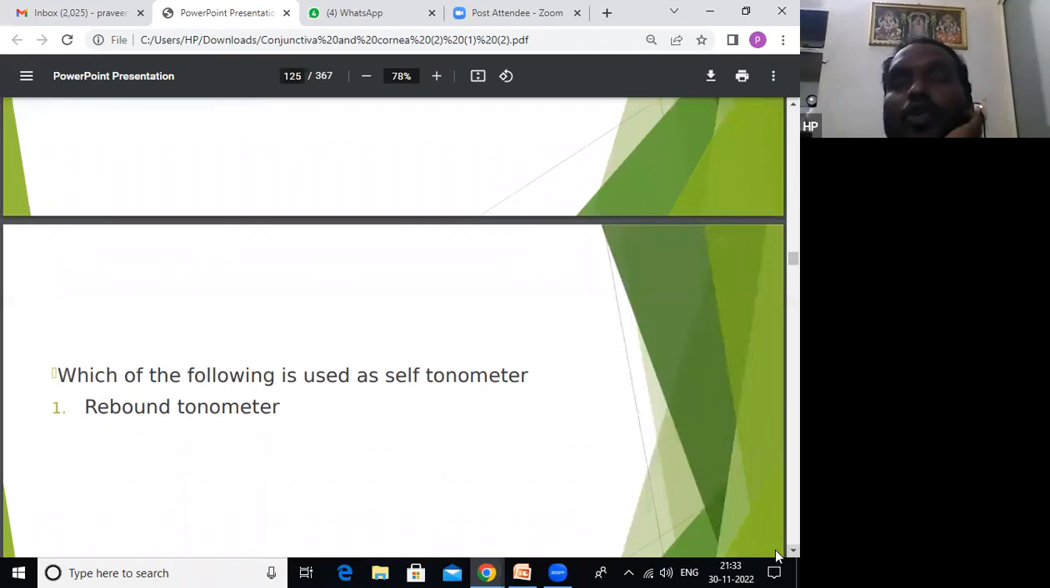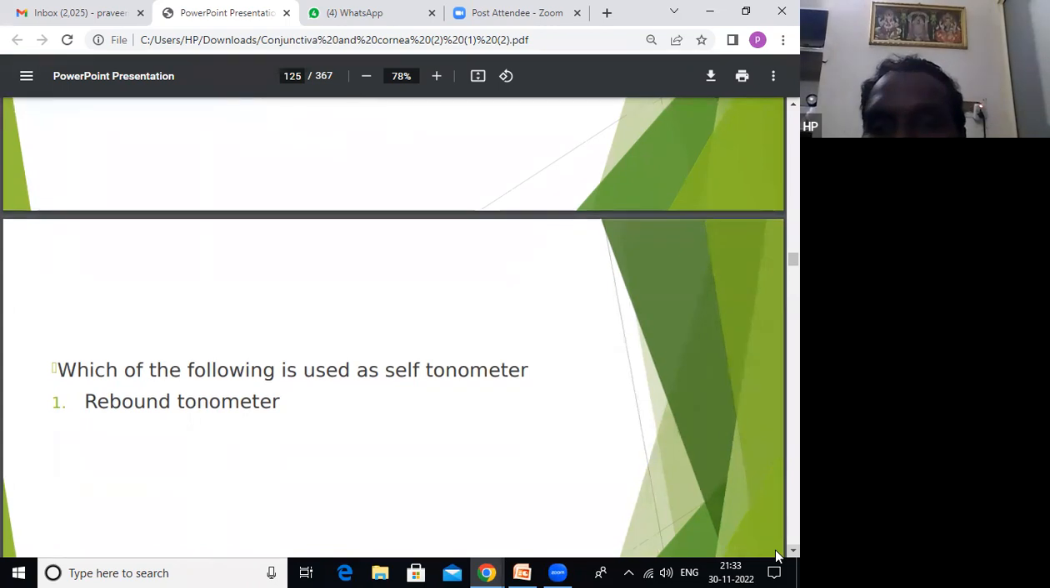Which tonometer is used as a self-tonometer? That means the patient can check his own IOP. The rebound tonometer. This is an MCQ which is asked. Which of the following is used as a self-tonometer? Self-tonometer is a rebound tonometer. That's in a question.